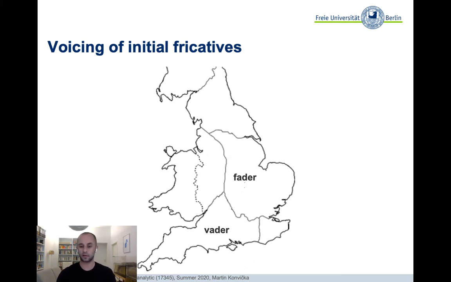Now, if we look at something that is called voicing of initial fricatives, we will see that words such as father or seven are pronounced with a voiceless f and s in the north, but in the very south, and in particular in the Kentish-speaking area, we see a voicing of these initial fricatives. So that in the south, we would not hear father, but rather vader, or not seven, but zeven. We'll see that in a second. But here, again, the feature that made it to the English standard comes from the north.